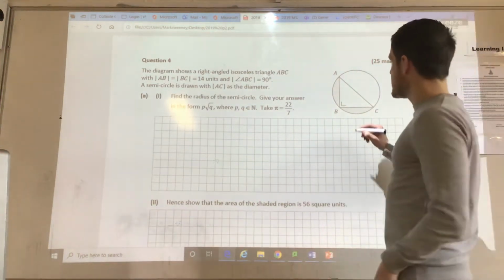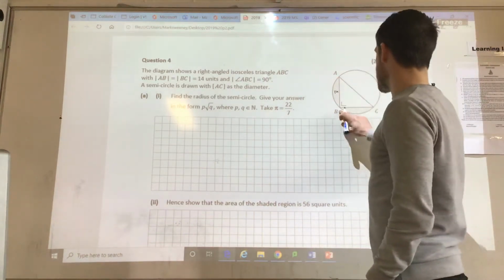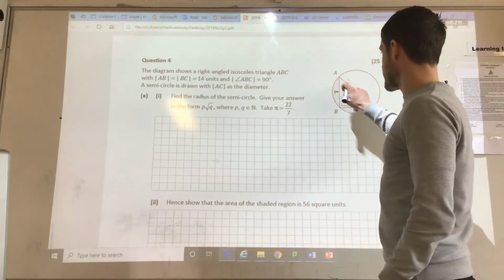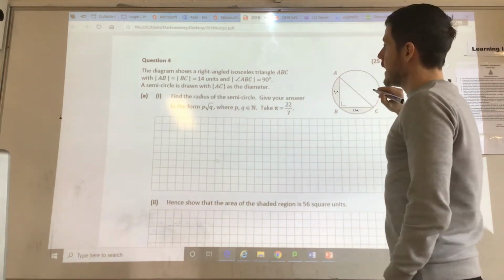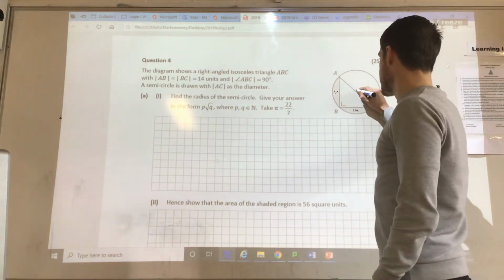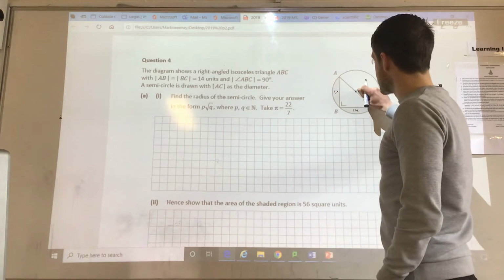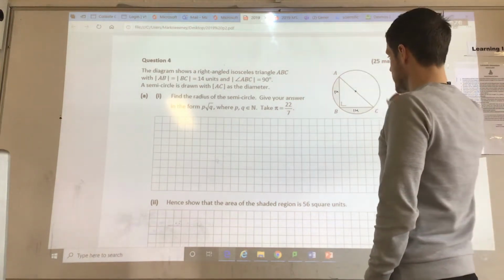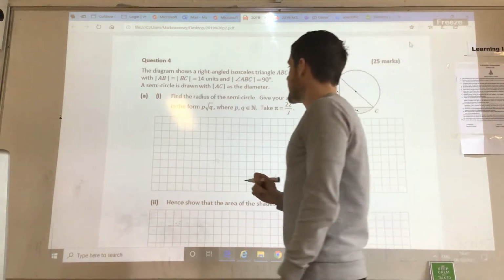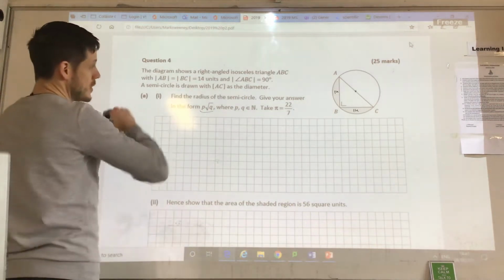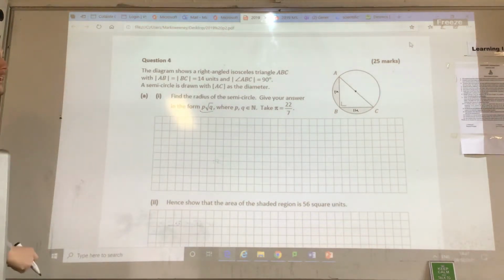It tells us that AB is 14. It tells us that BC is 14. So this is an isosceles, so these two sides are the same and these two angles are the same. And it asks us to find the radius, but I'm told that AC is the diameter, so the center of the circle is there. So the radius is from the center to the edge here. AC being the diameter, the radius is half the diameter. And it tells us to give it in surd form, P root Q, which is something I'm not going to worry about now. Our calculator will most likely do that for us.